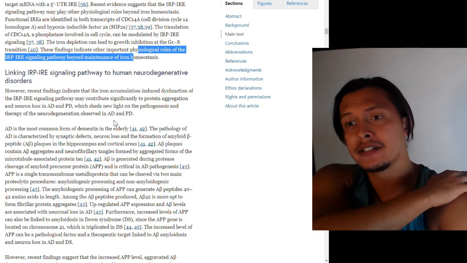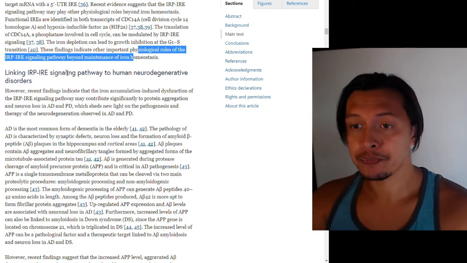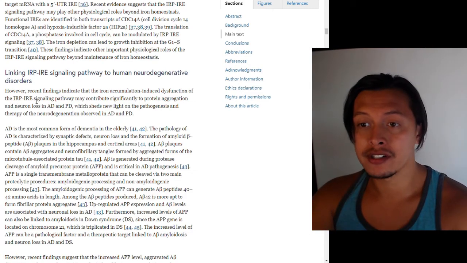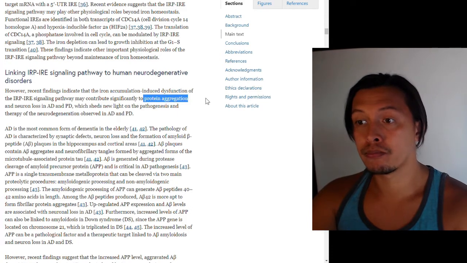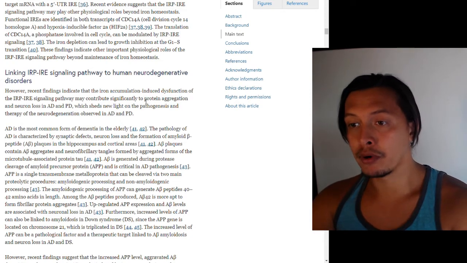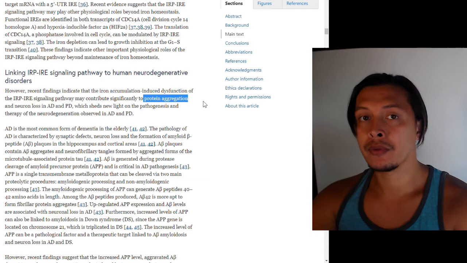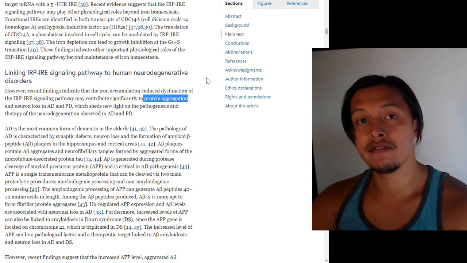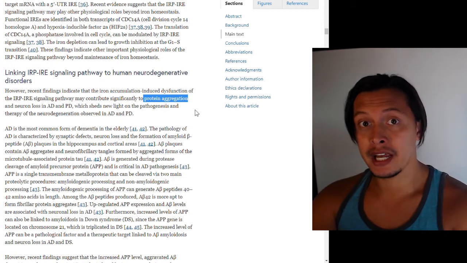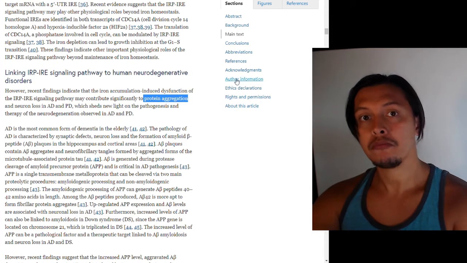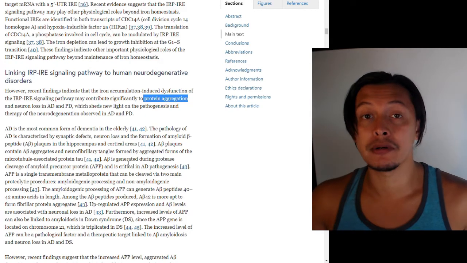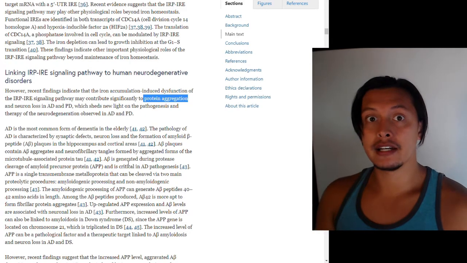Anyways, linking IRP-IRE signaling pathways to human neurodegenerative disorders. However, recent findings indicate that iron accumulation-induced dysfunction of the IRP-IRE signaling pathway may contribute significantly to protein aggregation and neuron loss in Alzheimer's disease and Parkinson's disease. So, protein aggregation. Frequently, proteins, if they get in high enough concentrations and if they are folded in particular ways or cleaved in other ways, they can actually precipitate out of solution. So these proteins are normally dissolved in the solution, right? So water is the universal solvent that is in your body that's keeping all these proteins solvated and afloat and not clumping together.